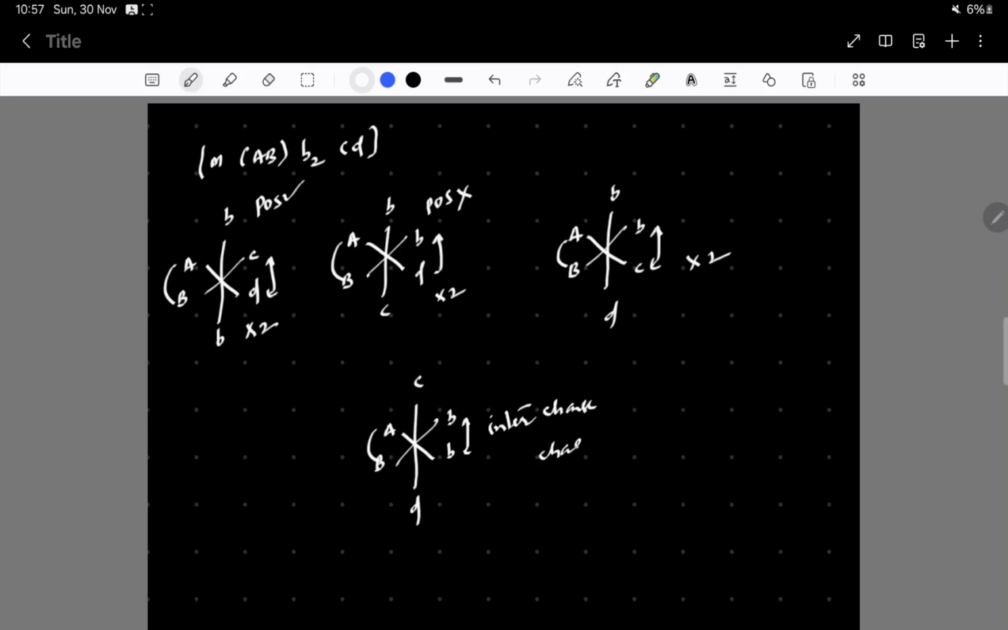Interchanging, no use. Right. Now look at this, student. Here we have 2, 2, 2, right. Now the number of geometrical isomers is 7, student. Number of GI is equal to 7. Clear? Number of GI is 7.